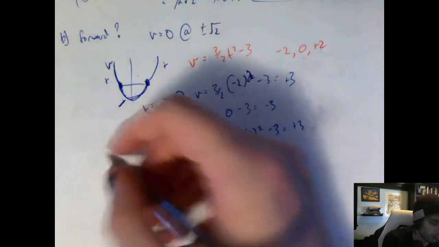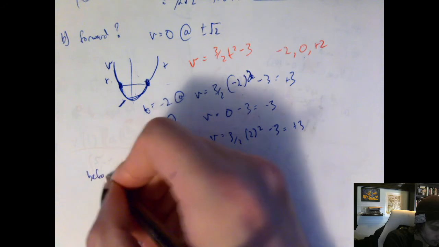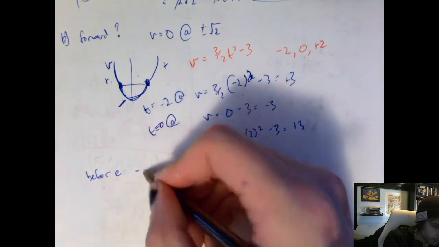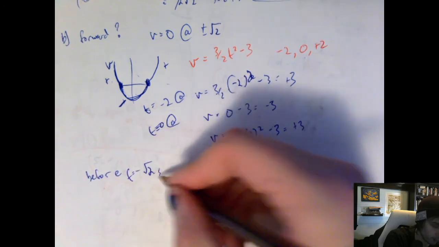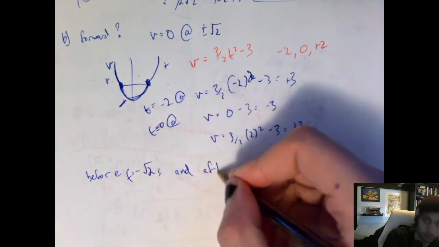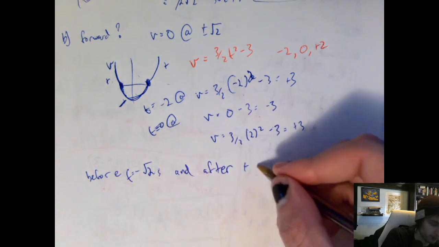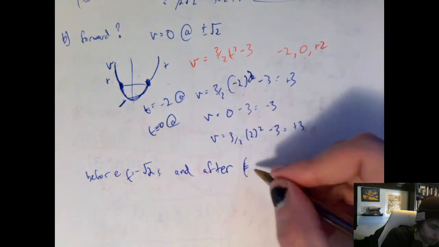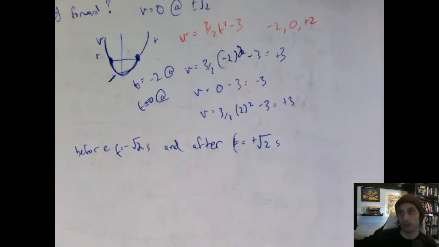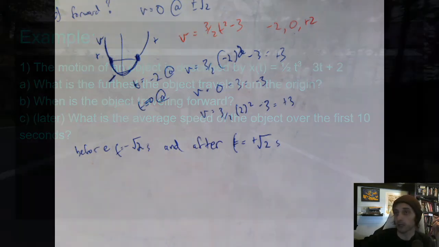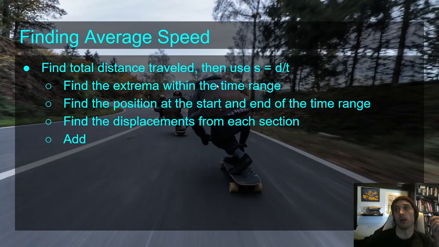So our object is moving forward before negative root 2 seconds and after positive root 2 seconds. And those are our times our object is moving forward, because those are our times where we have a positive velocity. If we want to do part C, where we're being asked what the average speed is, we're going to have to actually use our average speed equation.